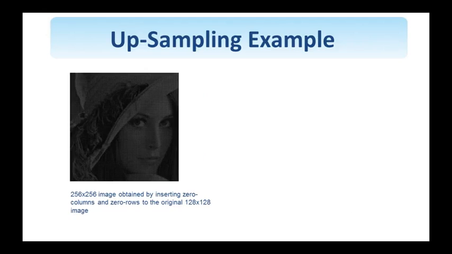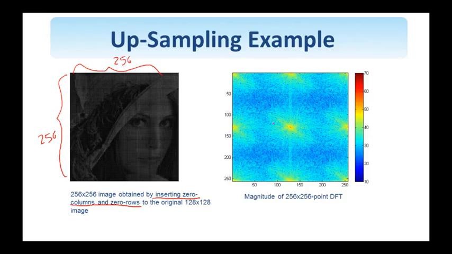So the first step towards upsampling is to insert 0 columns and 0 rows to the original 128 by 128 image, so that the resulting image now is a 256 by 256 image. If I look at the spectrum of this image, I see these replicas of the baseband appear here. This is pi, pi, for example, due to the insertion of zeros.